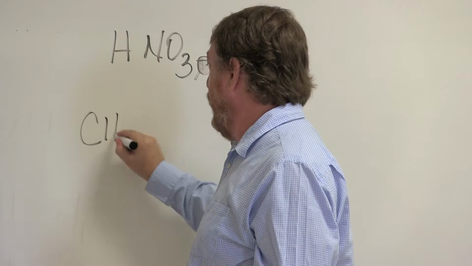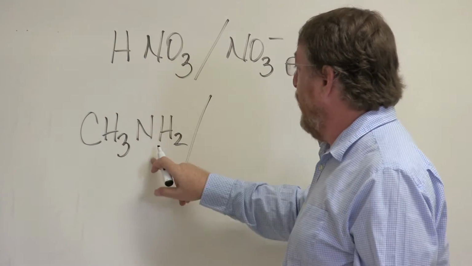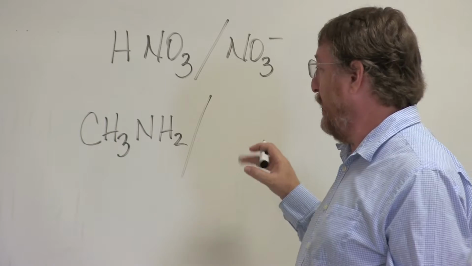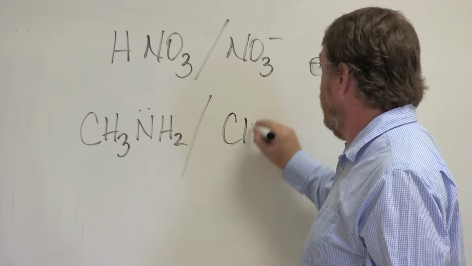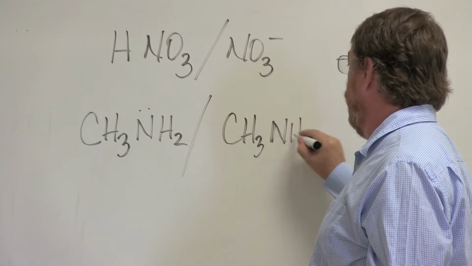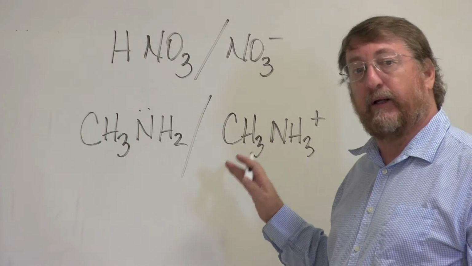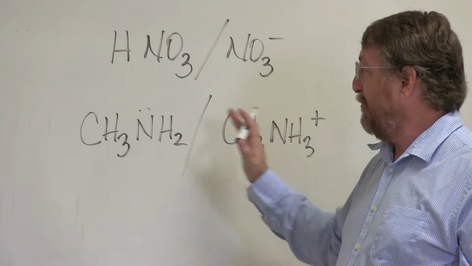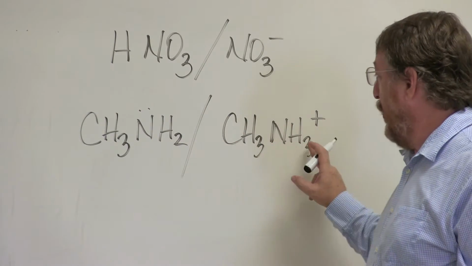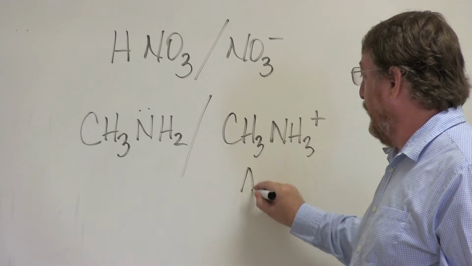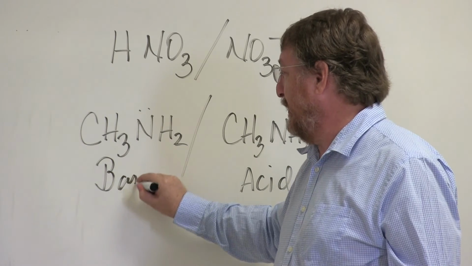If we have something like CH3NH2, we call this methylamine. Methylamine's conjugate acid-base pair, or in this case, the conjugate acid, this is a base because it has a lone pair on the nitrogen, will be CH3NH3+. So regardless of how complicated the compound is, if the two compounds differ by a single H+, they're a conjugate acid-base pair. The one with the H+ is the conjugate acid. The one without the H+ is the conjugate base.